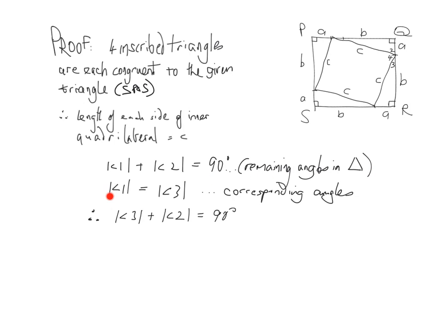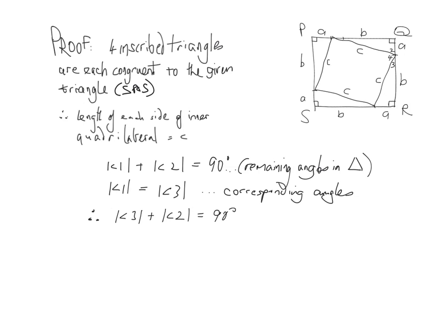So the next thing that we say is that angle 1 is equal to angle 3. The reason for that is because they're corresponding angles in congruent triangles. So I simply write the reason: corresponding angles. That should be sufficient. And again, don't forget the ellipsis. Now, because of these two statements, we can say that therefore angle 3 plus angle 2 equals 90 degrees. Why can we say that? Because we know angle 1 is equal to angle 3, so we just replace the 1 here with the angle 3 to get angle 3 plus angle 2 equals 90.